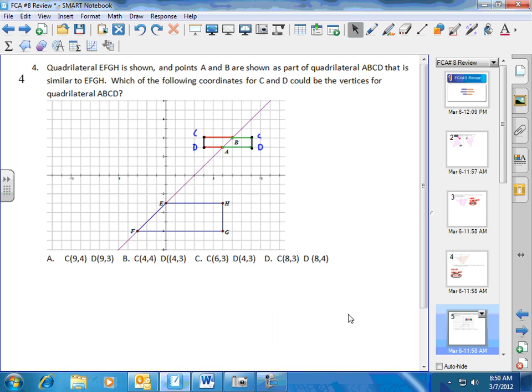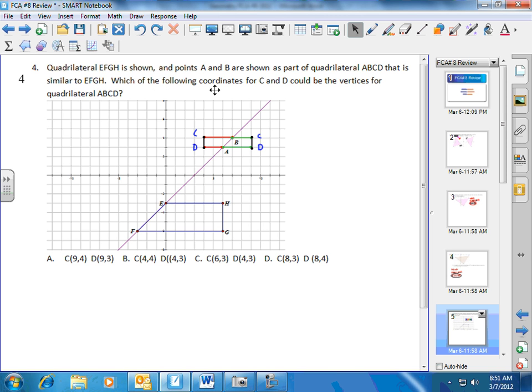Okay, let's look at number 4. We've got quadrilateral EFGH that is shown, and we have points A and B that are also shown on the same line as EF. And we're told that points A and B make up part of quadrilateral ABCD, and that ABCD is similar to quadrilateral EFGH.